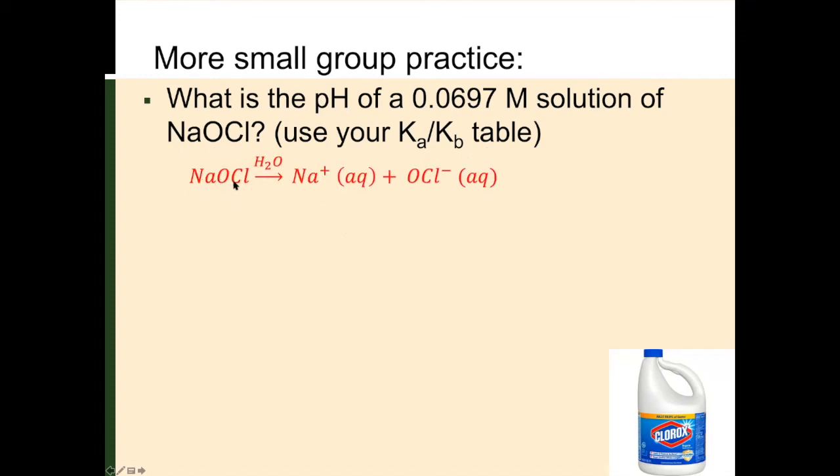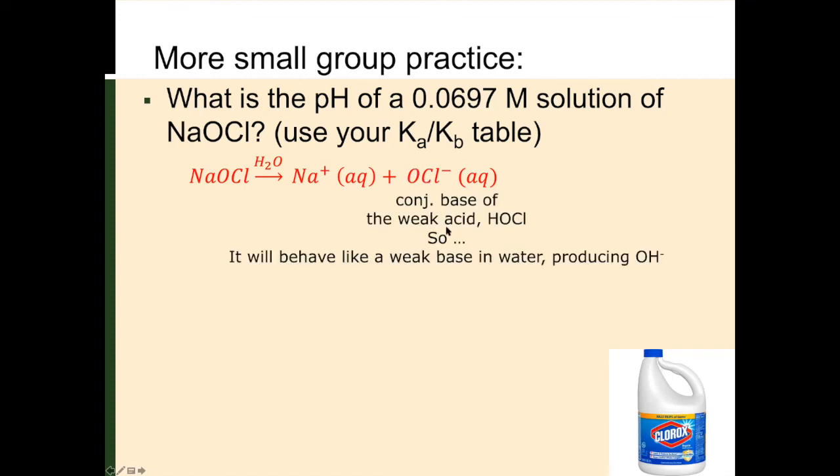So the sodium hypochlorite, NaOCl, if I put it in water, gives us a sodium ion and a hypochlorite ion, OCl minus. Well, the sodium ion comes from sodium hydroxide, which is a strong base, so the sodium ion is not going to react with the water. The hypochlorite ion comes from HOCl, hypochlorous acid, which is a weak acid, so the OCl minus is the one that's going to react with water. It is the conjugate base of a weak acid, so just like fluoride, it will behave like a weak base in water, producing some hydroxide ion.